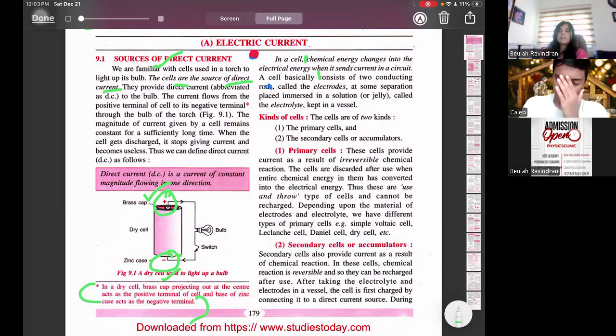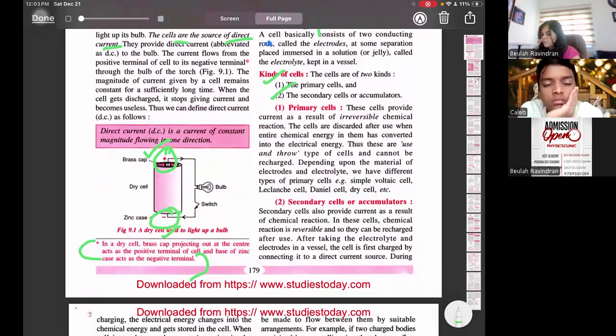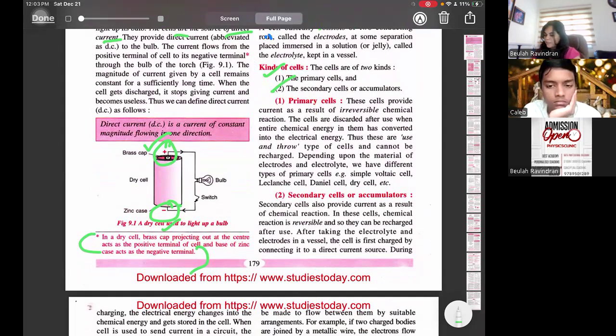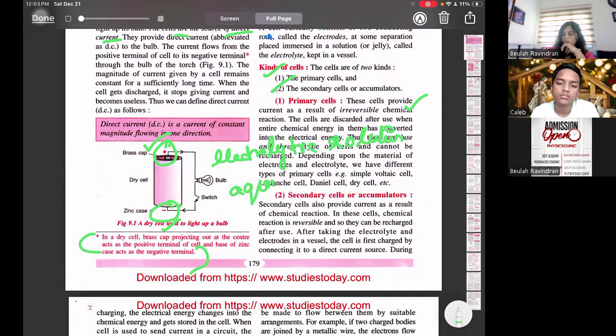Yes, ma'am. Then there are two types of cells, the primary cell and the secondary cell. Primary cells provide current as a result of an irreversible chemical reaction. The cell operates with chemical solutions, that is, electrolytic solutions are present. That means it is an aqueous solution, and aqueous means it is converted into ions.